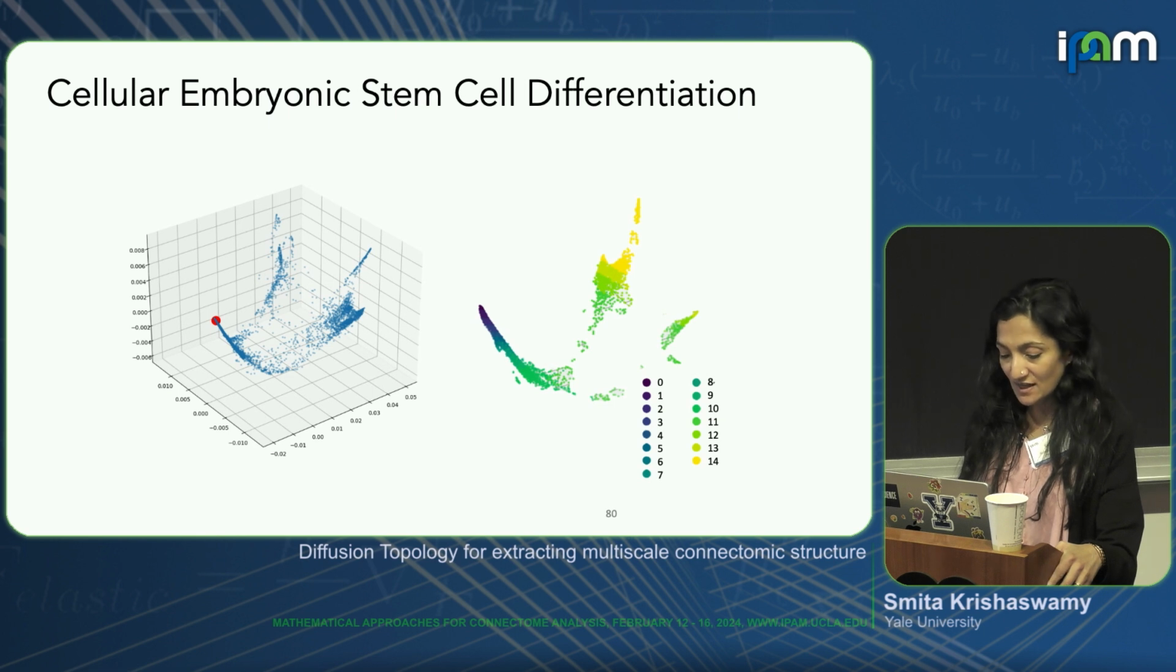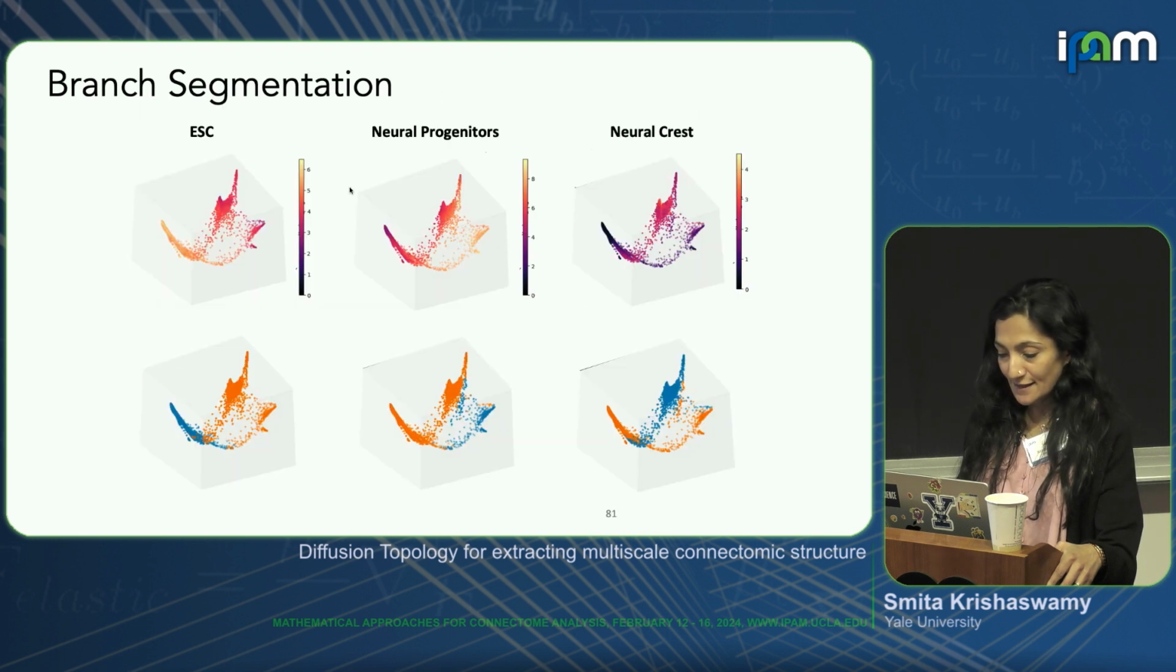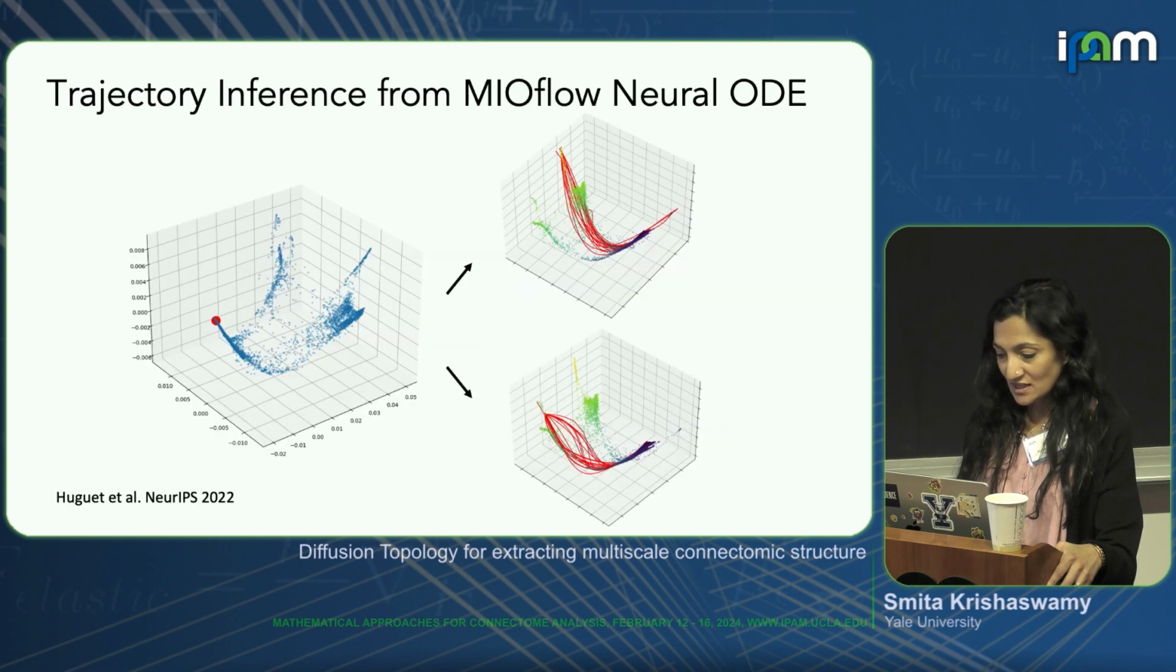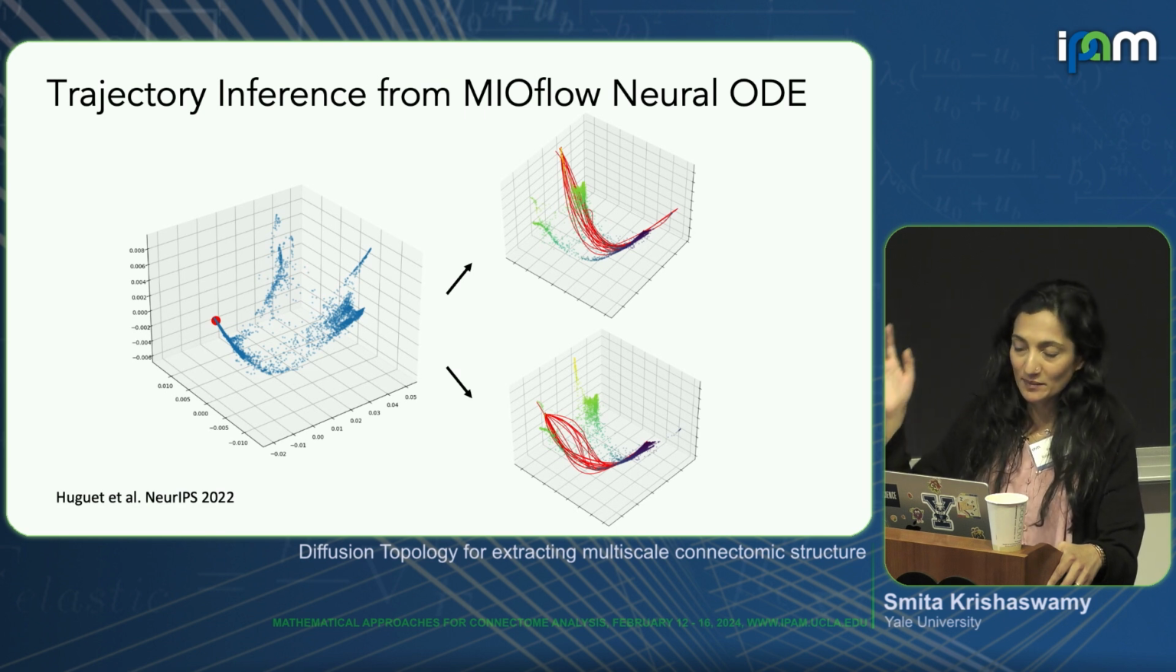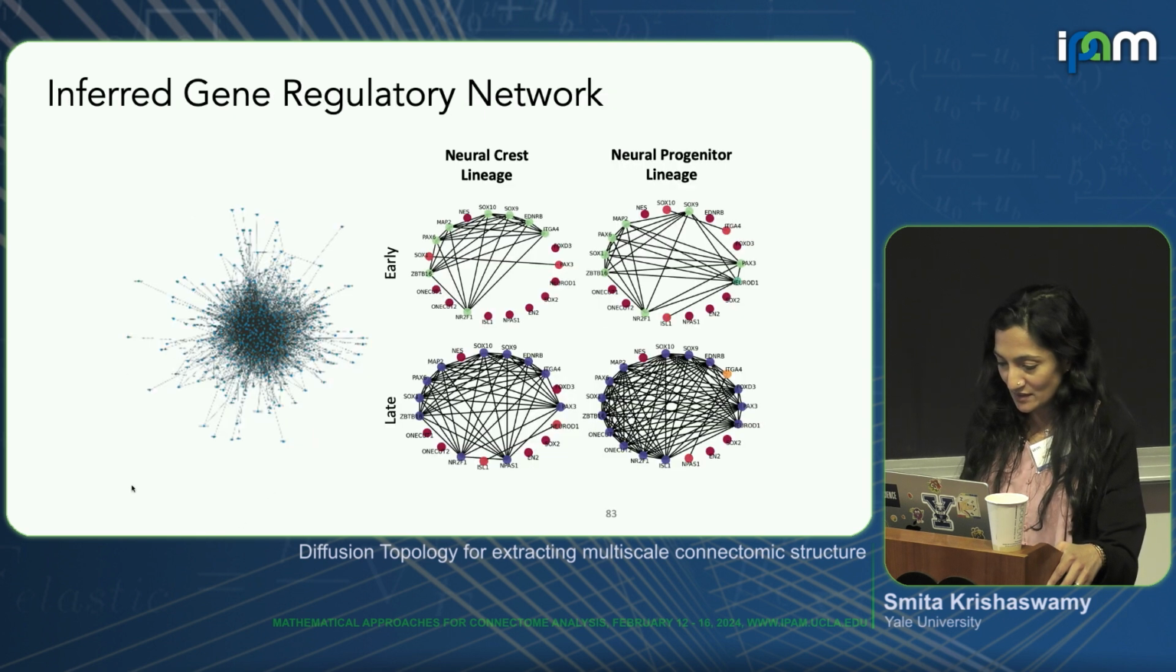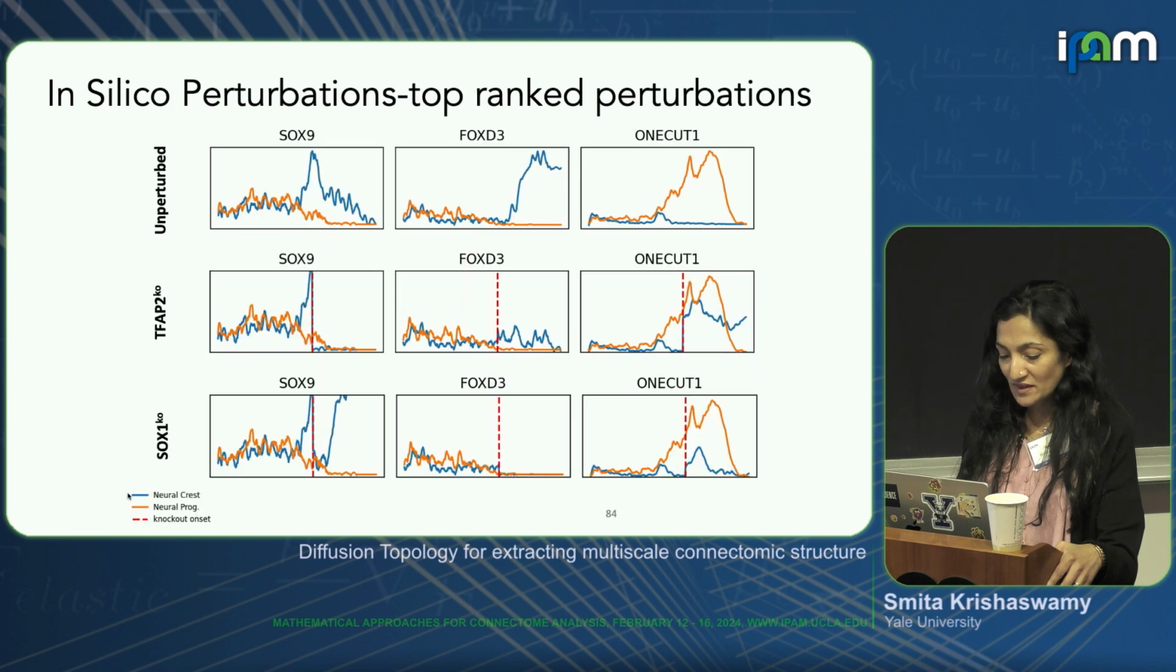So we've also tested it on sort of realistic data of human embryonic stem cells differentiating into neural progenitor and neural crest. So you see the neural progenitor can be segmented as the top branch, and the neural crest is segmented as sort of the bottomish branch. And we use something for trajectory inference that does dynamic optimal transport. Actually, we love optimal transport in our lab. If you're interested, you can look at that paper. And then we have an inferred gene regulatory network that goes from early to late in the system.